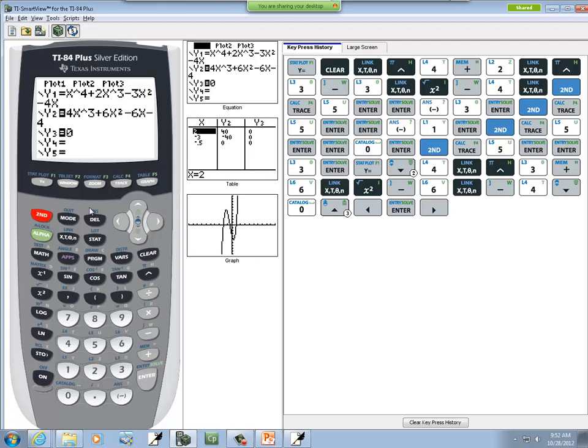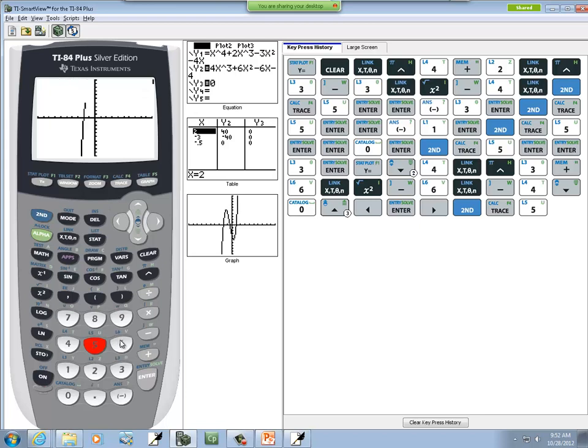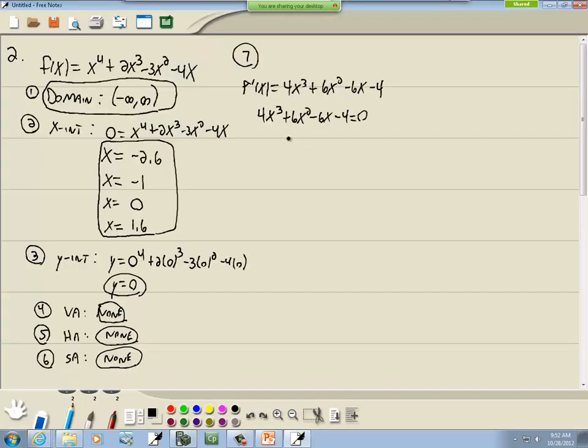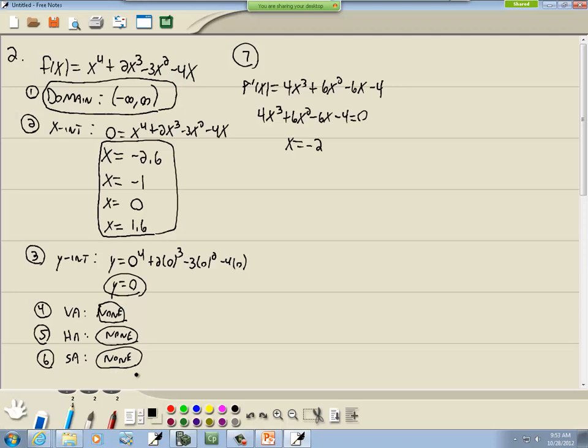So I'm going to do second trace, choose intersect. Intersect's a nice way to solve anything that's set equal to 0. Looks like -2, so let me do enter, -2. And it is -2. Next one looks like maybe -1/2 or something like that. Let me put 0 in for the guess. Second trace, choose intersect. Enter, and 0. -0.5. Well, that's -1/2.